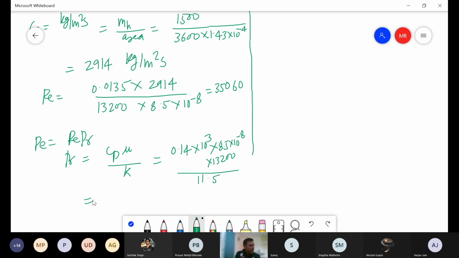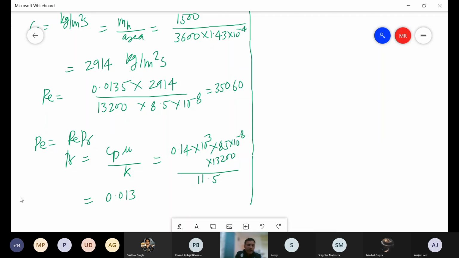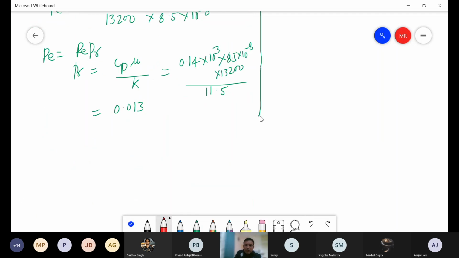So Prandtl number comes out to be, anyone? Are you all getting this Prandtl number? Is it correct? Yes, sir. So now with this Prandtl number, we can calculate the Peclet number. Peclet number is anyway the multiplication, so we can directly use the correlation.